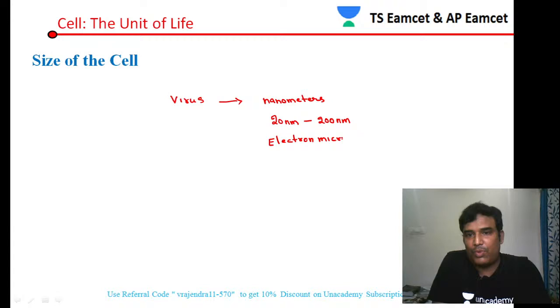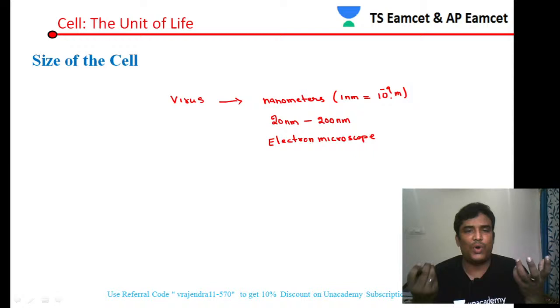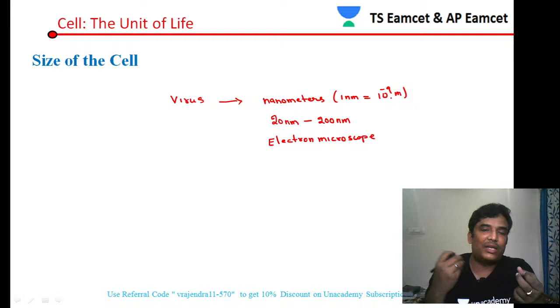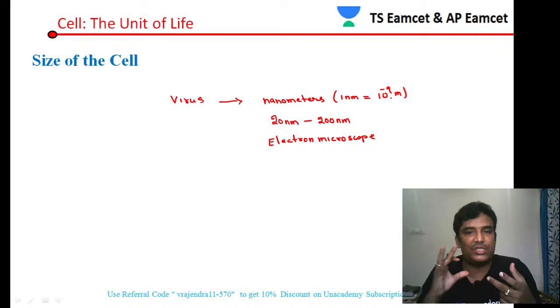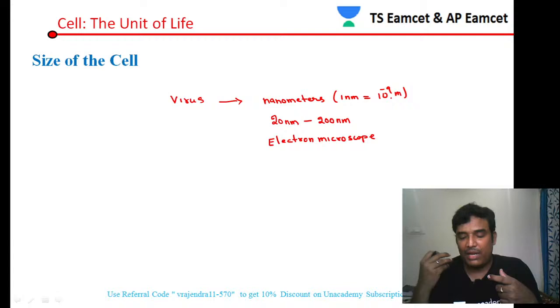So the virus is the smaller one, measured in nanometers. What is a nanometer? One nanometer is equal to 10 power minus 9 meters. Such a very small particle is the virus, which we cannot see with our naked eye. Its size is 20 nanometers to 200 nanometers. It can be observed only through the electron microscope.